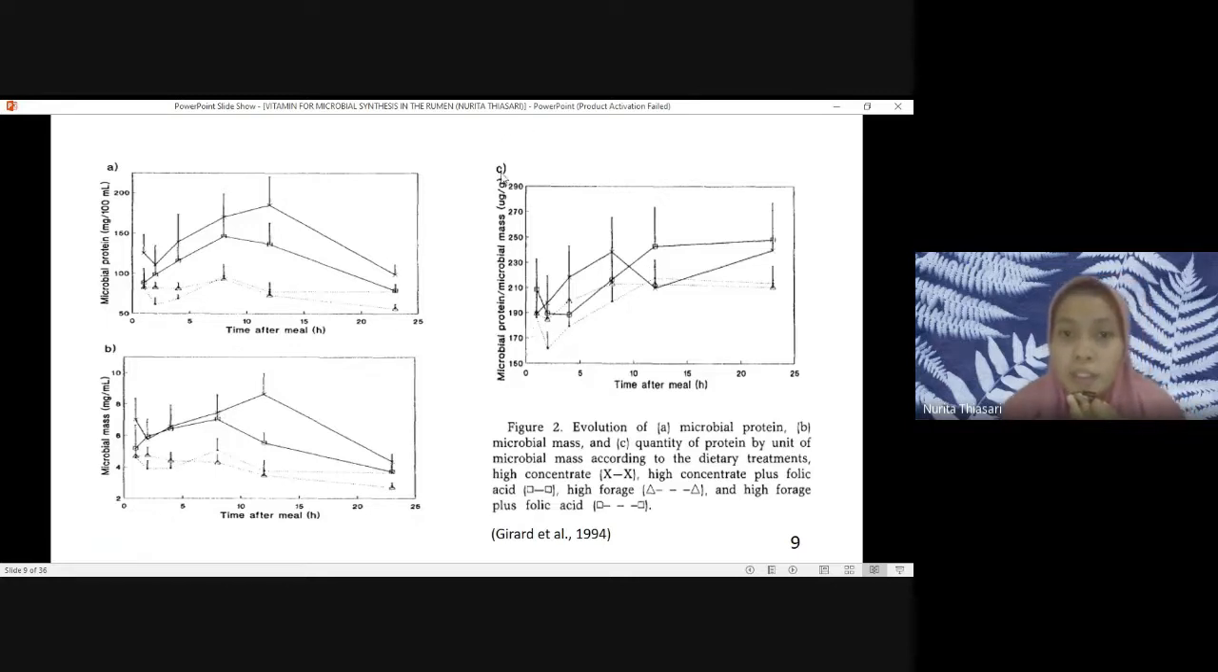And then for the C picture, this is the efficiency of the microbial protein comparing with the microbial mass. So from here, I would like to show after around maybe after 10 hour after meal, we can see the addition of the high concentrated diet with the folic acid has a higher efficiency of the microbial protein synthesis comparing with the without the addition of the concentrate.